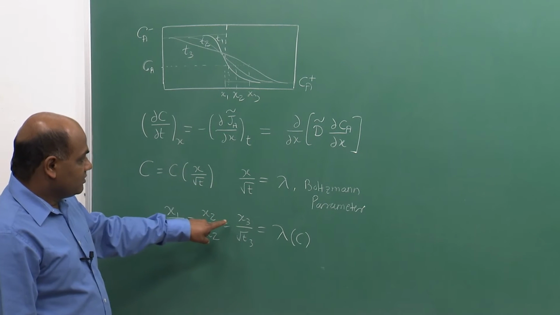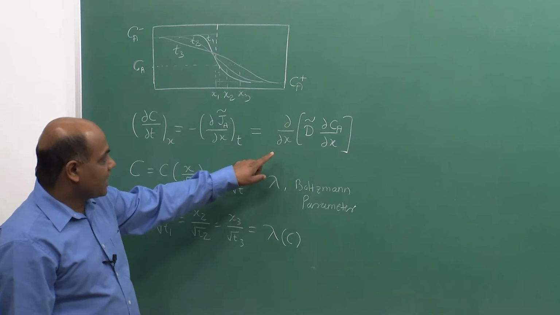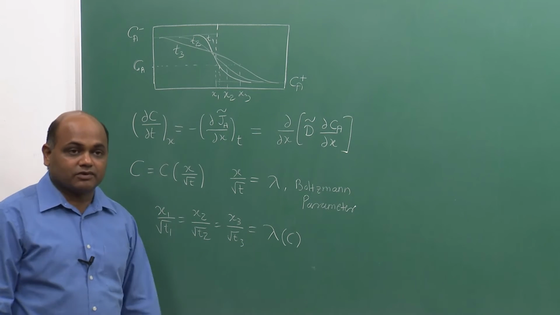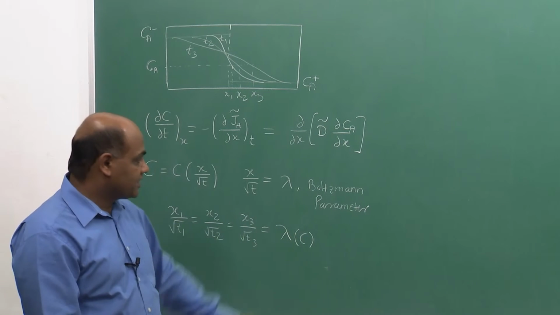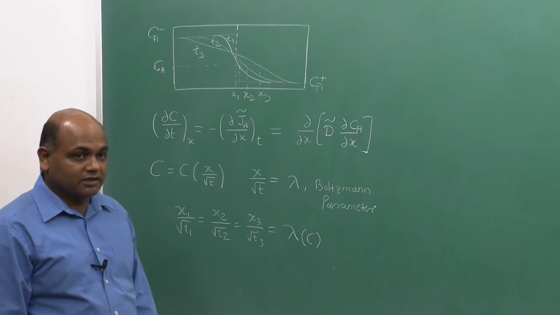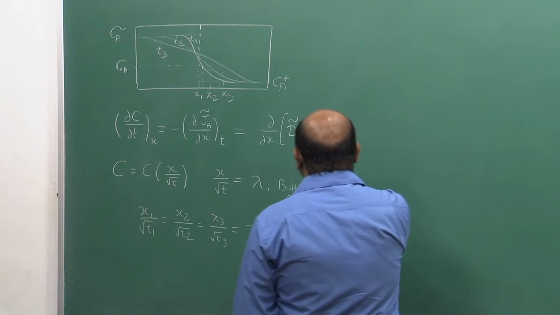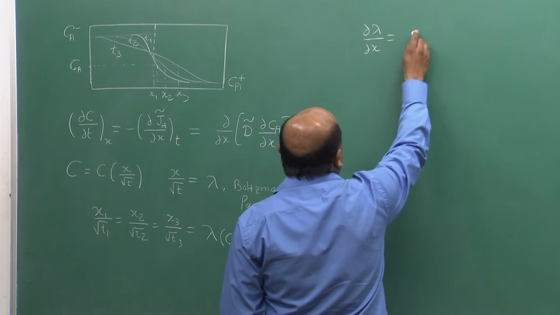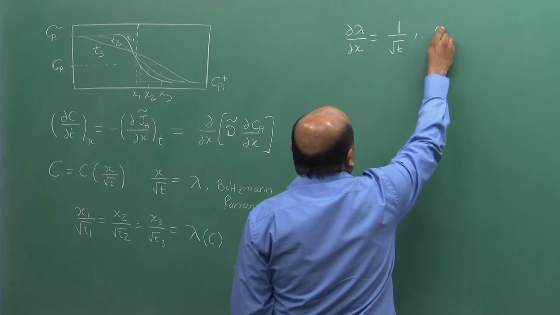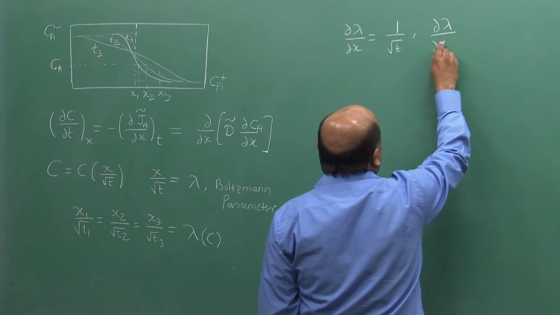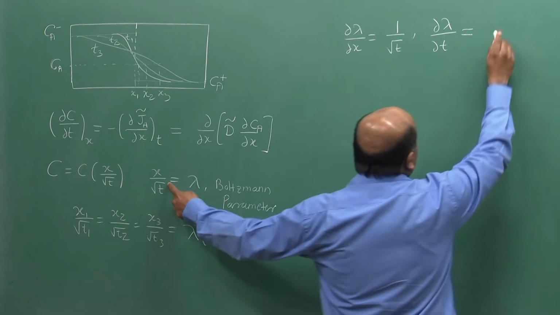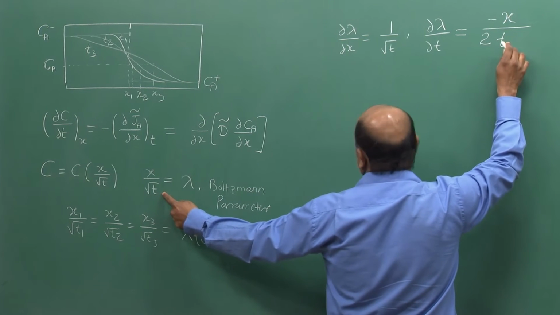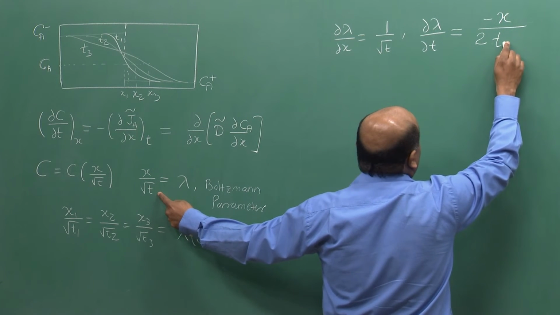Now, we would transform this partial differential equation to an ordinary differential equation using the Boltzmann transformation, by using this Boltzmann parameter lambda equal to x over root t. Let us see how we do that. Since lambda is equal to x over root t, we know dou lambda by dou x should be equal to 1 over root t, and dou lambda by dou t should be equal to minus x over 2 t to the power 3 by 2, which is t root t.